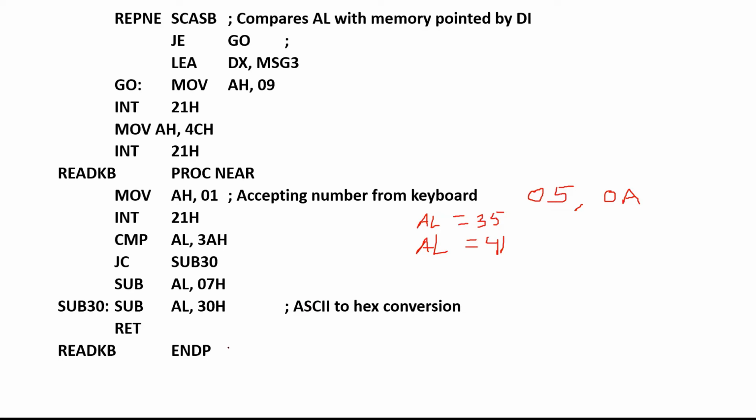So this is what I do during readback. Now AL contains, if I have entered 5, 35 will be stored. 35 is less than 3A, so the carry flag will be set and I will go for jump on carry to subtract 30. Sub 30, what does it do? It subtracts 30 from the content of AL. So 35 minus 30, I will be left with 05 in AL. So now I have converted it. If I have entered 5, in memory and in AL I have 35.